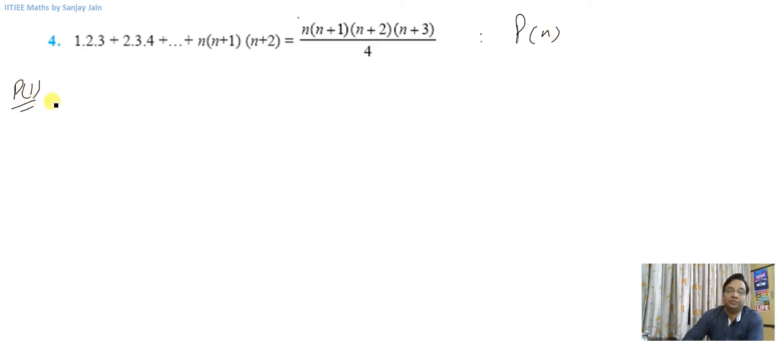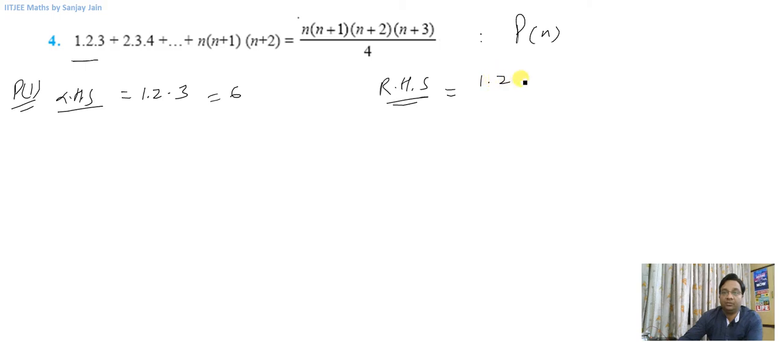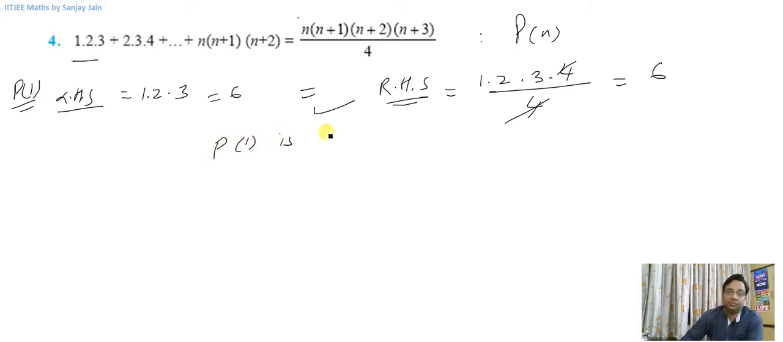For P of 1, left hand side is 1 into 2 into 3, because for P of 1 I will require only one term on the left hand side, the first term, and this is 6. And right hand side for n equal to 1 will be 1 into 2 into 3 into 4 divided by 4. So this will also be 6. So I can say left hand side is equal to right hand side, and that means P of 1 is true. This is my base step.